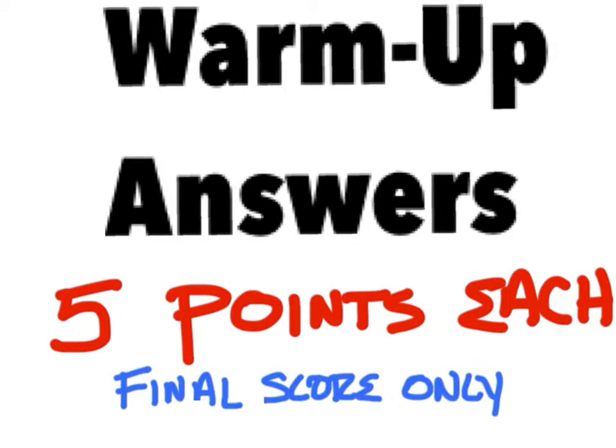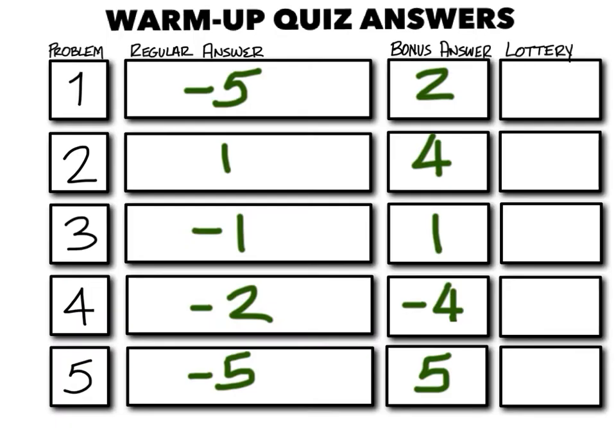The warm-up quiz answers are coming up next, after all students have picked up their paper at my desk, where I have photographed each one. Here are the answers. These are 5 points each and must be what's on the screen. These are 1 point each. Your lottery numbers are 2, 9, 7, 4, and 3.